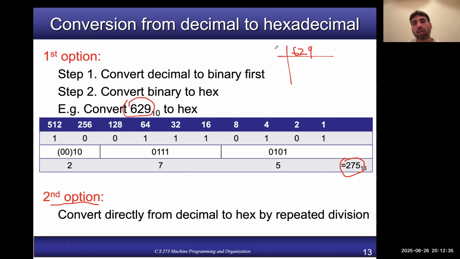So I can simply divide it by 16. If I divide 629 by 16, then I have a quotient of 39, right?